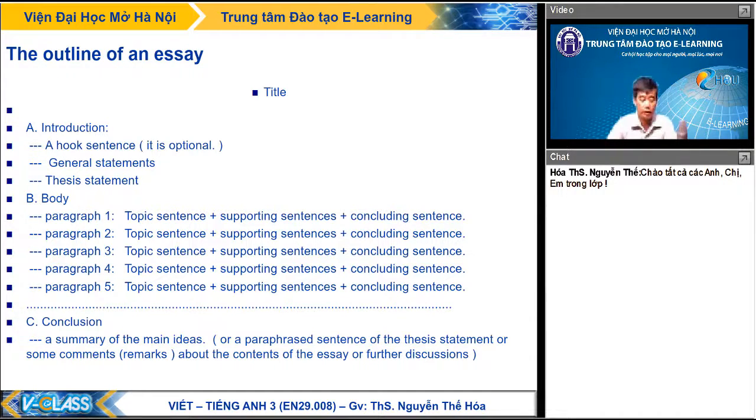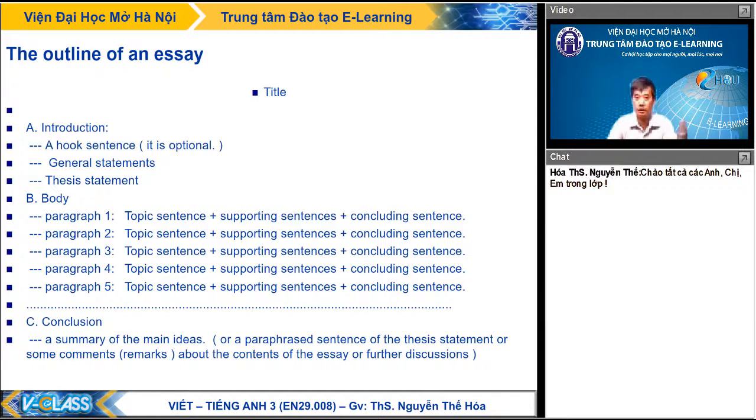And now the next thing in the introduction, we have the general statement. In this part of the essay, you have to write several statements. It means that you have to write several sentences. They talk about the characteristic feature, the main thing, the general things about the topic that you are going to discuss. And the most important thing in the introduction here, that is thesis statement.